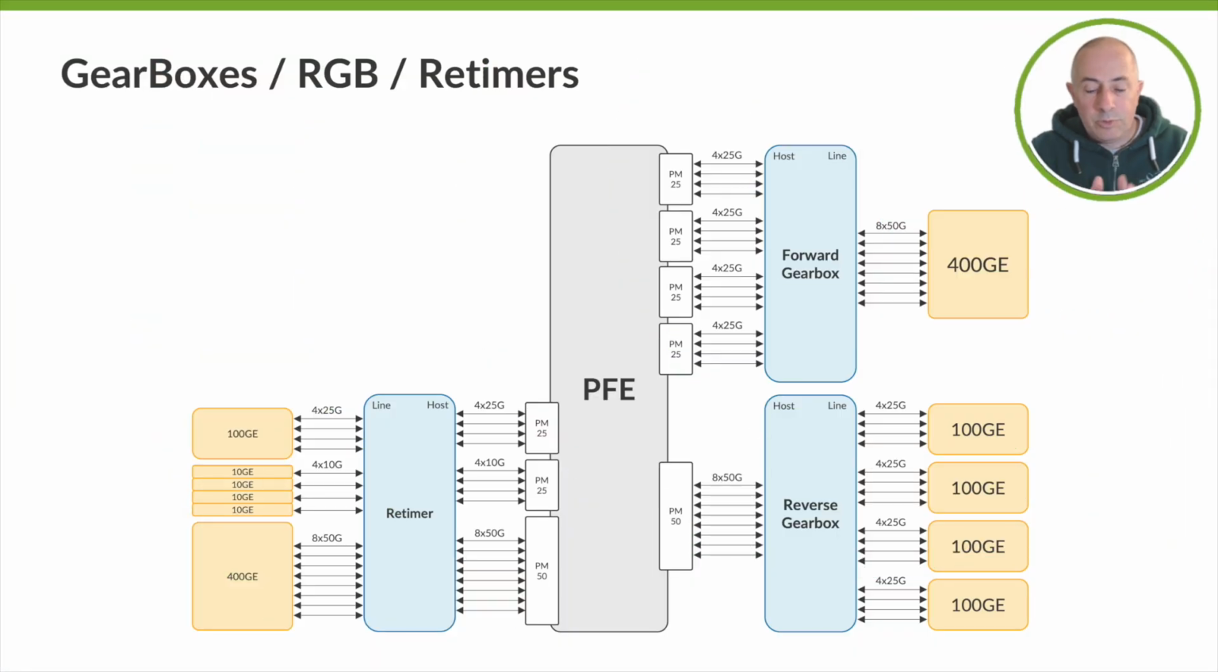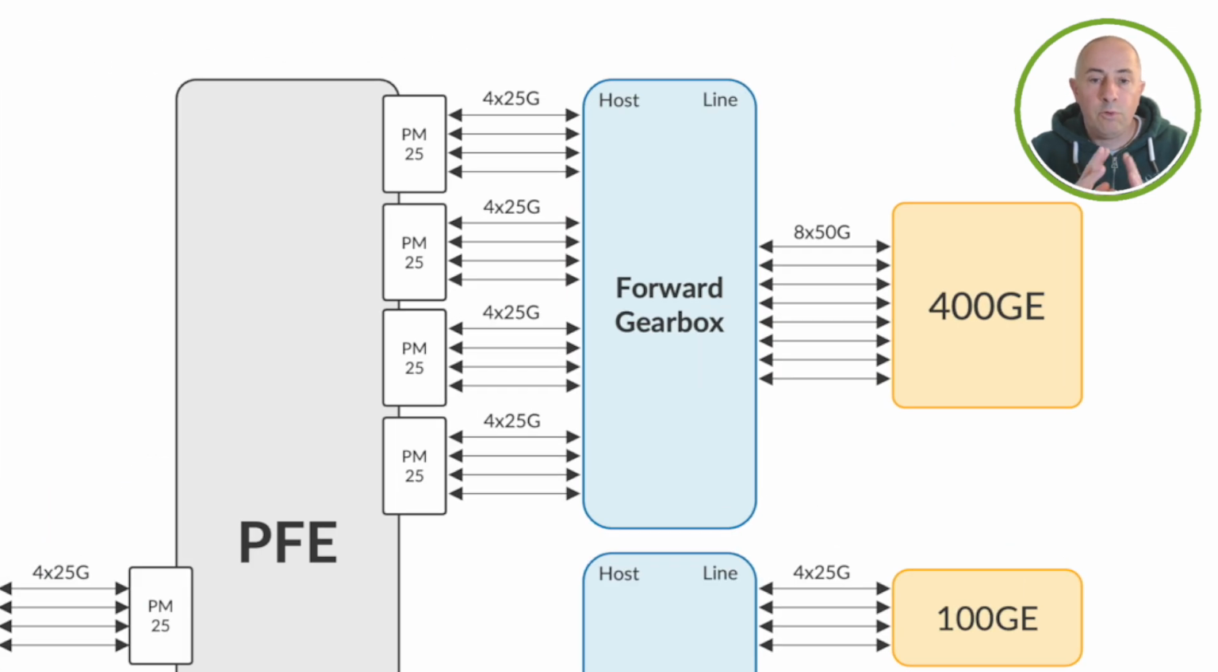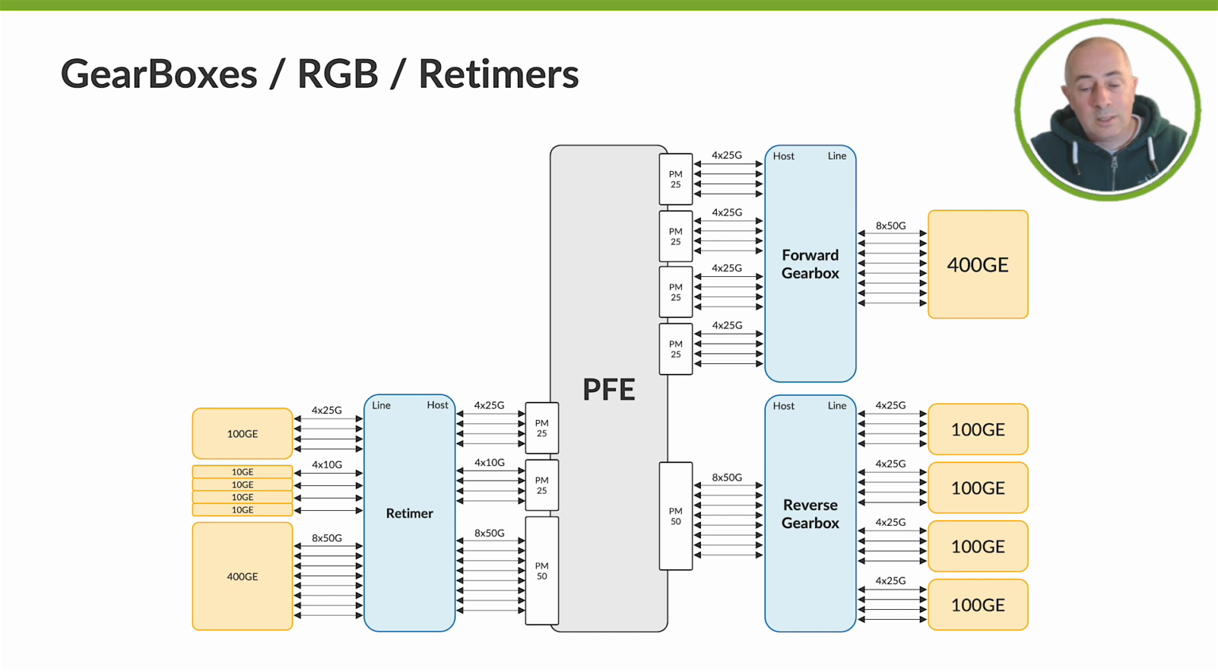Now let's talk about another very important component in our routers, the PHY. PHY, gearbox, reverse gearbox, retimers. Let's explain what it is. In this example, I'm representing a PFE connected to the same PHY, but programmed in 3 different modes. On the top right, I do have the forward gearbox. What it does is on the host side, it is connected to, let's say, PAM25 with 25 gigabits per second SerDes, 16 of them. And on the line side, it will convert that to 8 SerDes at 53 gigabits per second. On the left, it will encode it in NRZ. On the right, in PAM4.